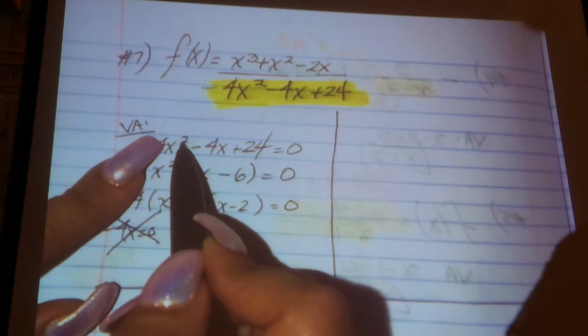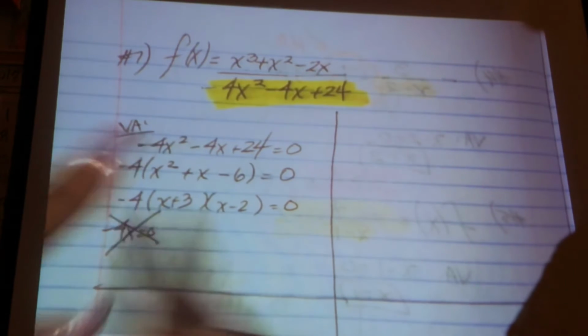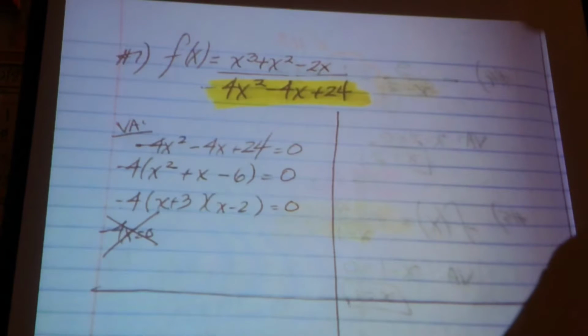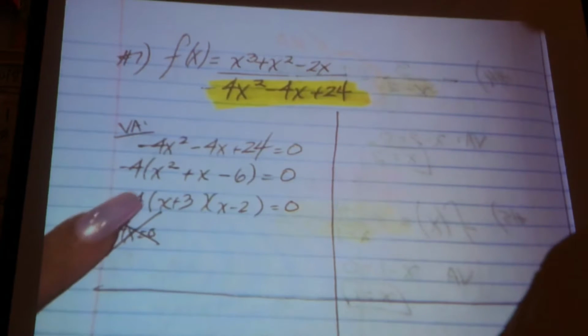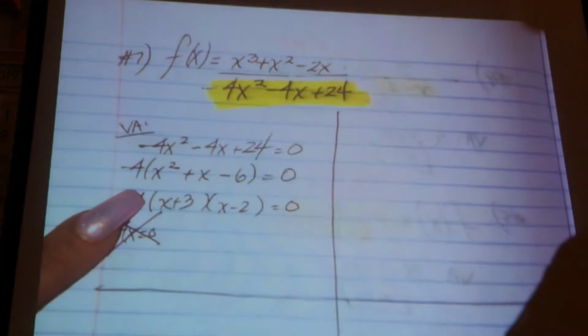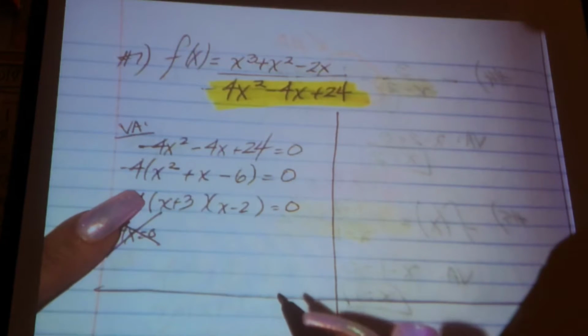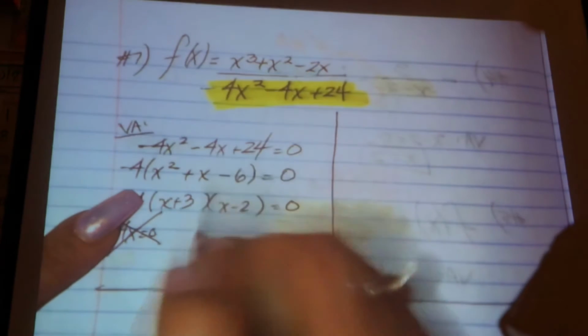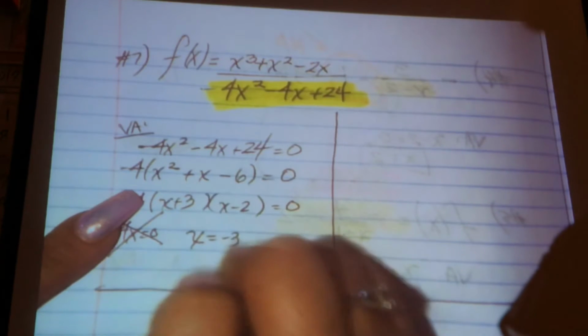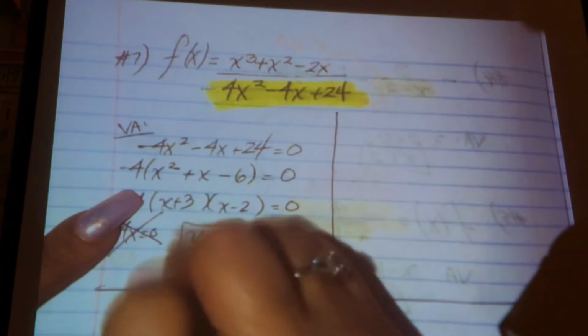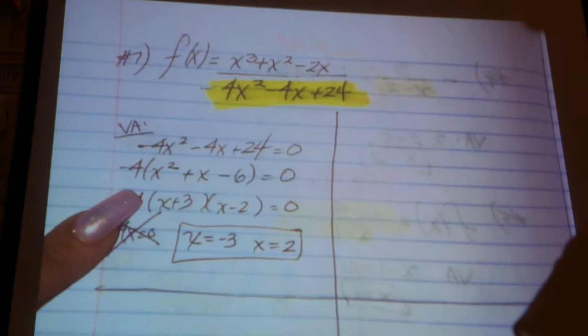Another thing is, you see this x squared right here? So how many answers should I have? 2. 1, 2. Not 1, 2, 3. It doesn't make sense. The negative 4 is not an intercept. It's not an x. It's just deciding the shape of your polynomial. Everybody with me? All right, so these two are the only ones you set equal to 0. So x equals negative 3 and x equals 2. That's your vertical asymptotes.